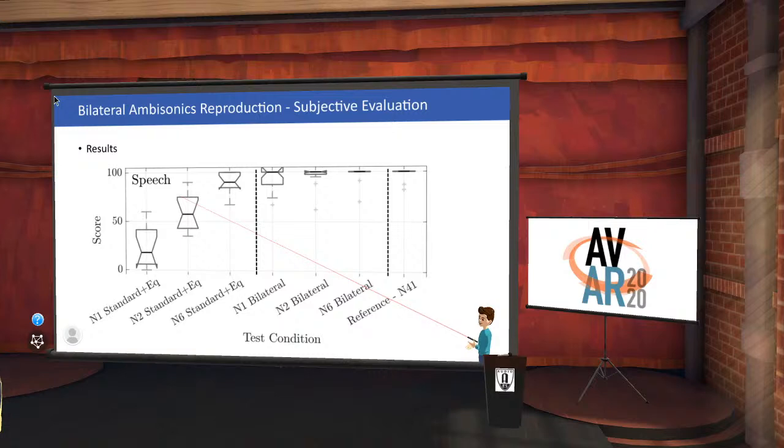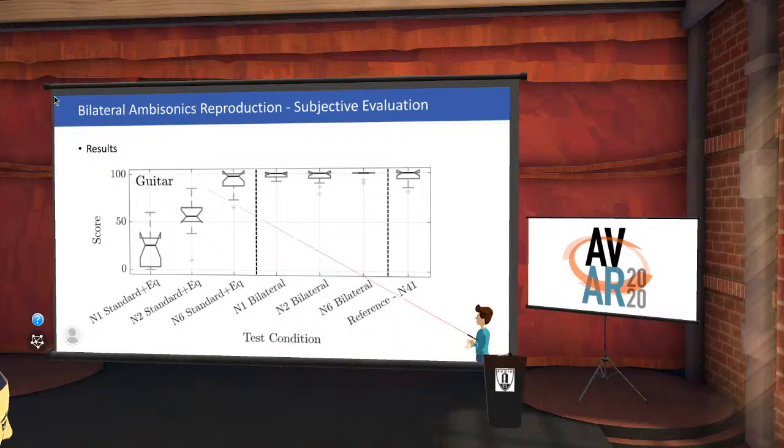We can see similar trends with the other source signals. So this is for the speech. All the results are higher because the speech signal contains less energy at high frequencies, and also the castanet signal has much more temporal complexity. But still, we see a similar trend. Order 1 with the bilateral is comparable to order 6 with standard, and again, order 2 and above is really similar to the reference, and similarly with the guitar signal.